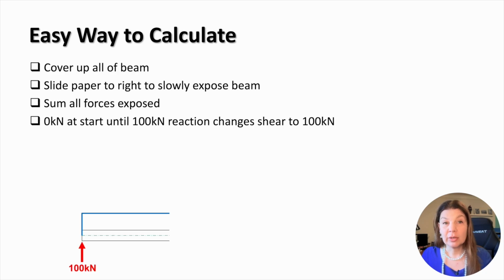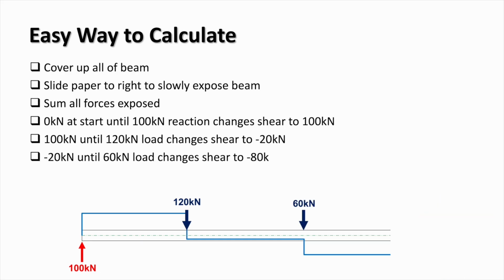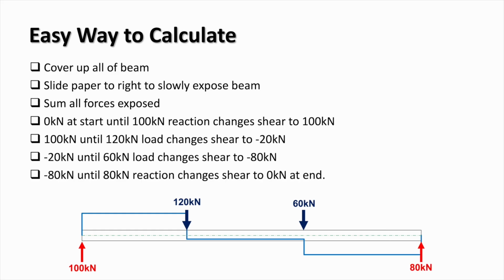Shear starts at 0 kilonewtons. Passing a 100 kilonewton reaction, the shear becomes plus 100. Passing the 120 load, the shear becomes minus 20. Passing the 60 kilonewton load, the shear becomes minus 80. And passing the final 80 kilonewton reaction, the shear returns to 0 kilonewtons. This step-by-step approach makes it easier to construct the shear force diagram.